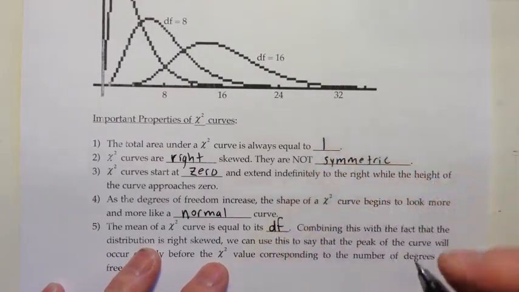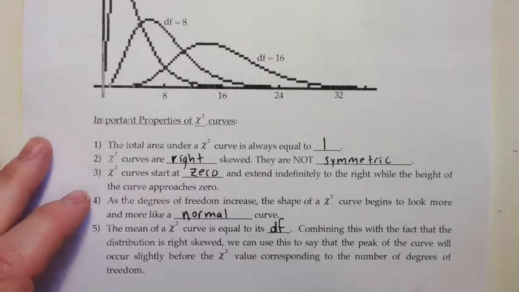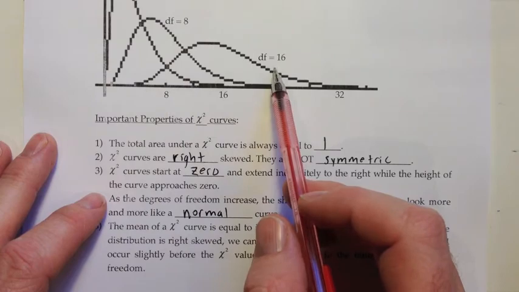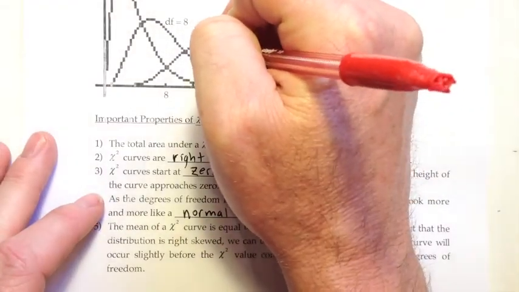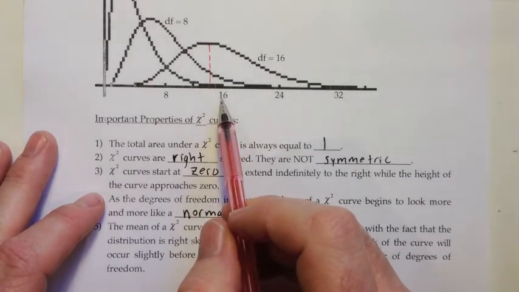And if you combine that with the fact that the distribution is right-skewed, then we can say that the peak of the curve will occur slightly before the chi-squared value corresponding to the number of degrees of freedom. And showing you that in a visual way, if you look at a chi-squared curve with a df of 16, then if you were to drop down from the peak on that curve, the mean of 16 would be just a little bit to the right.